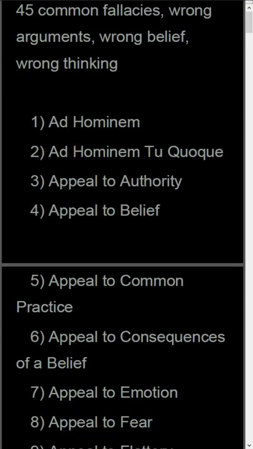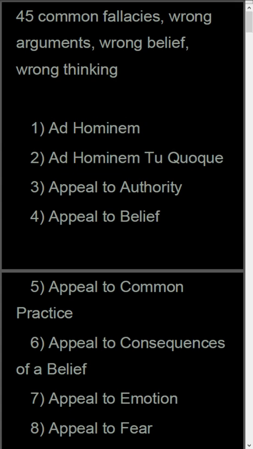Arguments, wrong belief, wrong thinking. 45 common fallacies, wrong arguments, wrong belief, wrong thinking.